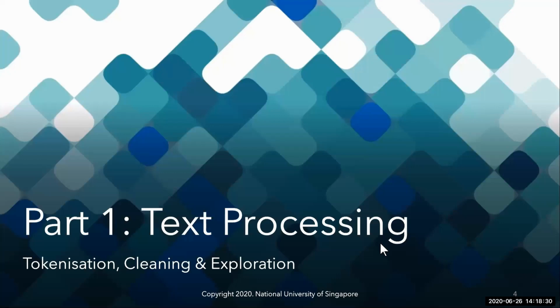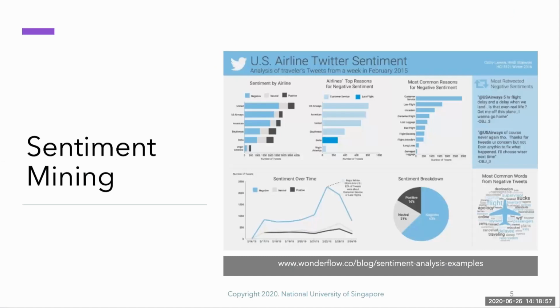Okay, so let's do text processing. Text processing involves tokenization, cleaning, and exploration. Exploration can be either extraction or just visualization. So extracting nouns and adjectives and verbs, or extracting entities like person or place, or you're just going to plot it and show people. Okay, so we'll cover these 3 steps. Before we do that, I think it helps to set the context about what exactly we are trying to do here. What is the goal?